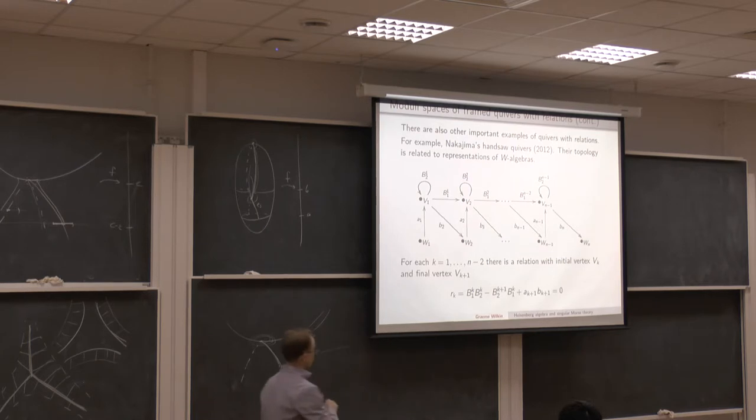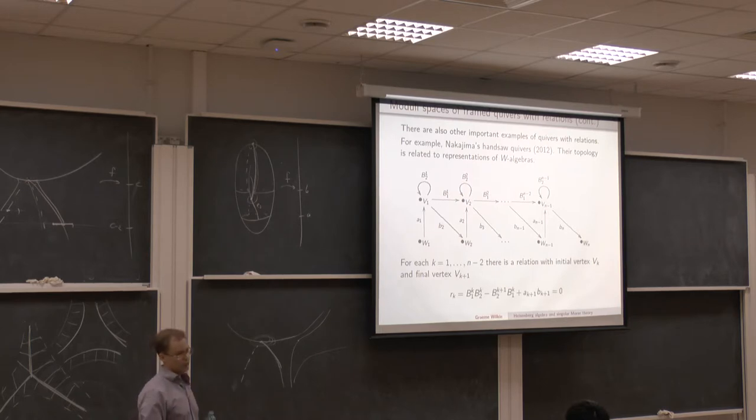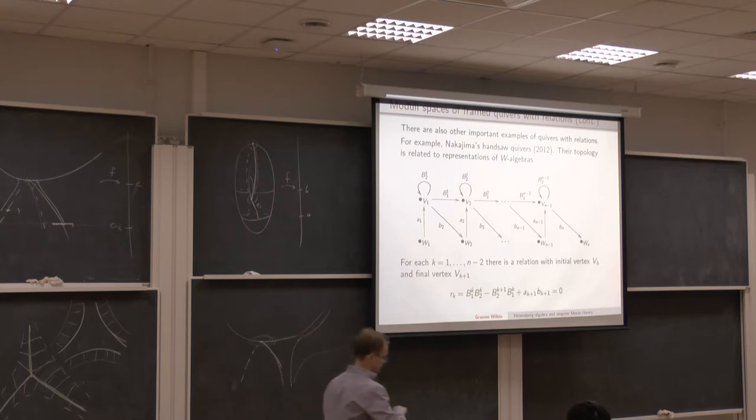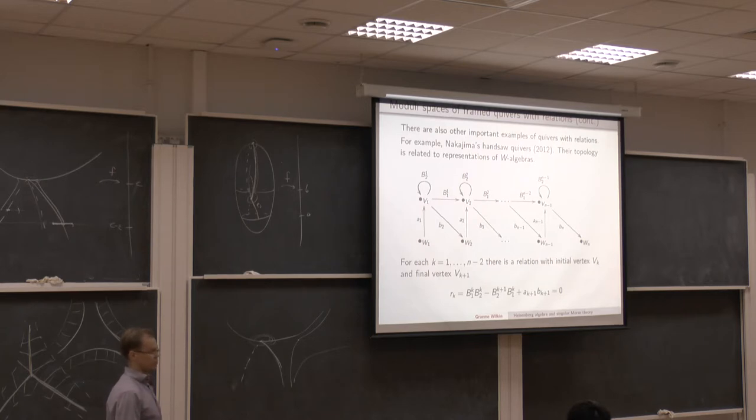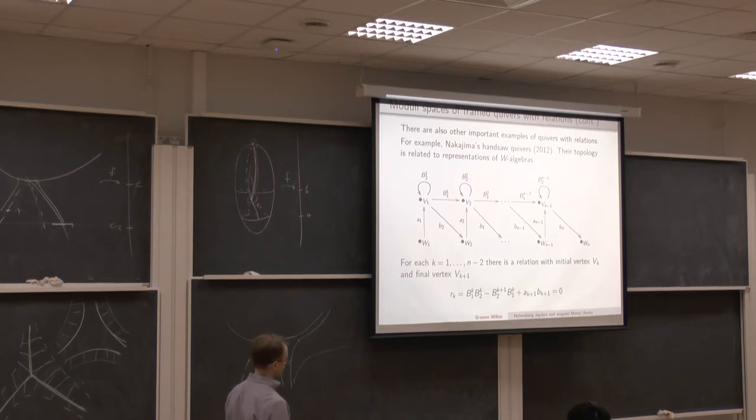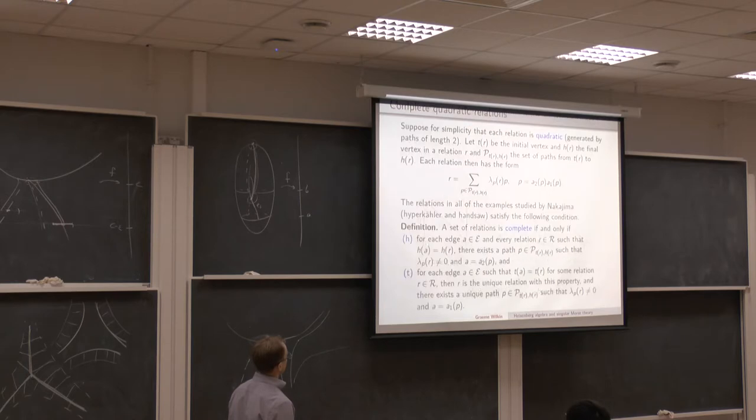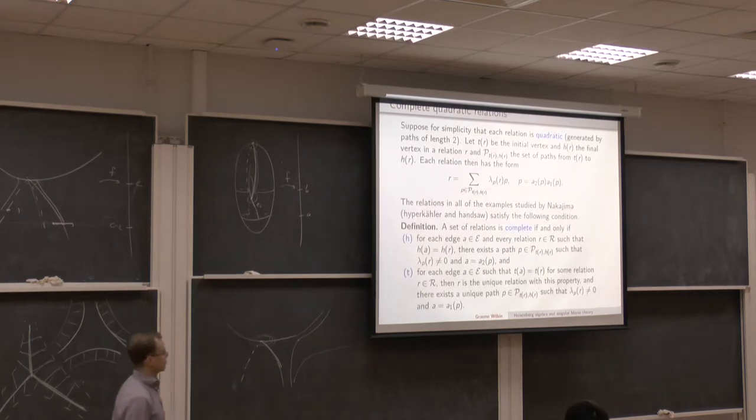So there are other types of quivers as well that are interesting, where the edges aren't necessarily doubled. So for example, handsaw quivers, which Nakajima used to study representations of W-algebras. So these are of this form. I won't go through the whole construction, but I'll just say that the relations, which correspond to this polynomial here, as you can see, again this is a quadratic polynomial. So these quadratic polynomials appear in all of the interesting examples, or many interesting examples. And they also satisfy a monomial condition, which I'll describe now. So this is something called completeness of the relations.